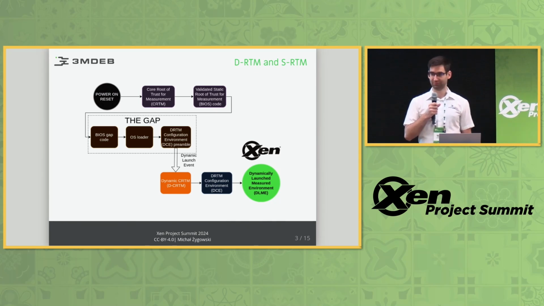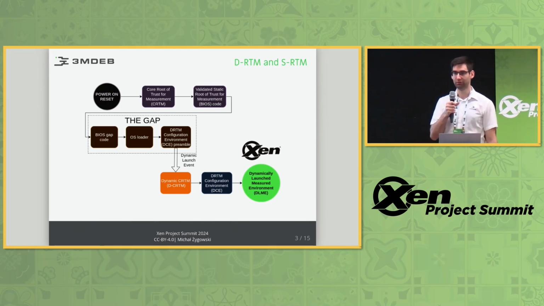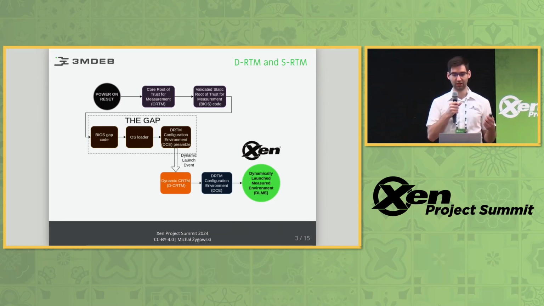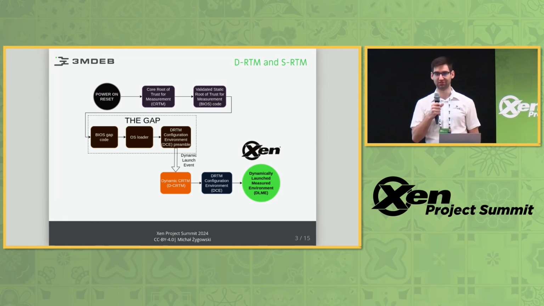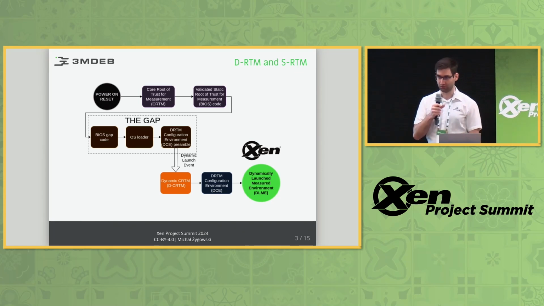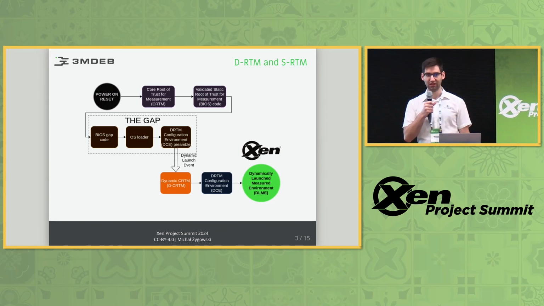So in our case, if we perform the DRTM, it consists of various stages called DCE preamble, which is the dynamic root of trust for measurement configuration environment preamble, which is responsible for preparing the system to perform a dynamic launch. And then it invokes a special CPU instruction which begins the whole DRTM process. In this diagram, it is called a dynamic launch event. When the dynamic launch event occurs, the execution is passed to the DCE, which stands for the DRTM configuration environment.